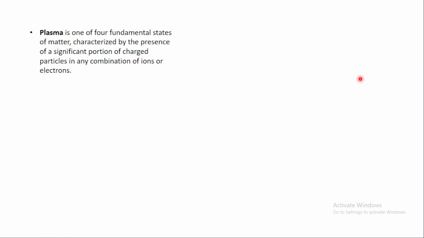we have. So again, to define, plasma is one of our four fundamental states. So we have solid, liquid, gas, and the fourth fundamental state is plasma, which is characterized with the presence of a significant portion of charged particles in any combination of ions or electrons. So we have some charged particles, along with a combination of other ions or electrons. That is plasma.